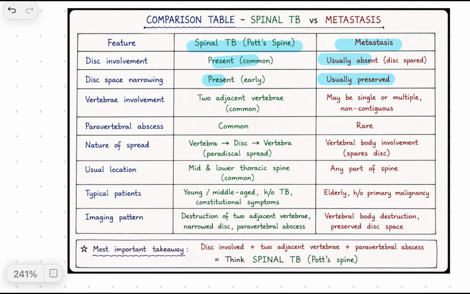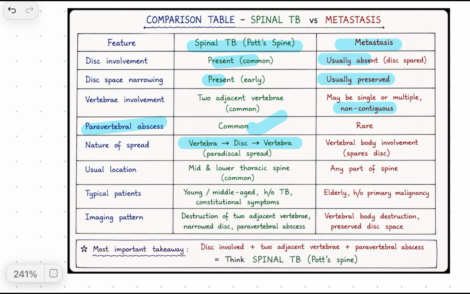The vertebral involvement in spinal TB is that you see the two adjacent vertebrae. The pattern is vertebra, disc and the adjacent vertebra. In metastasis, it may be single or multiple, and basically, this is non contiguous. Paravertebral abscess is very common in spinal TB and it is rare in metastasis.